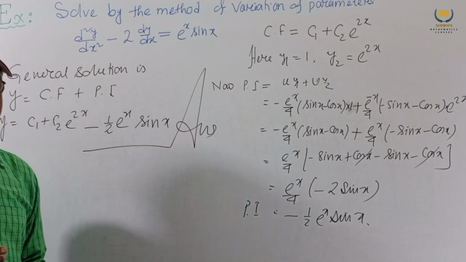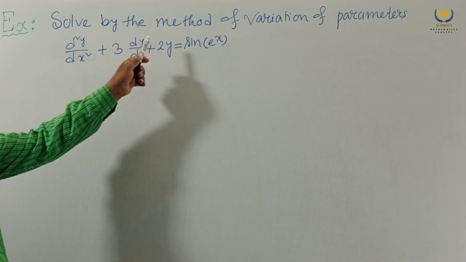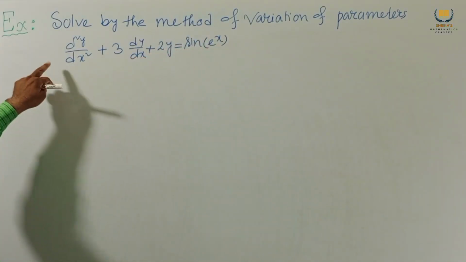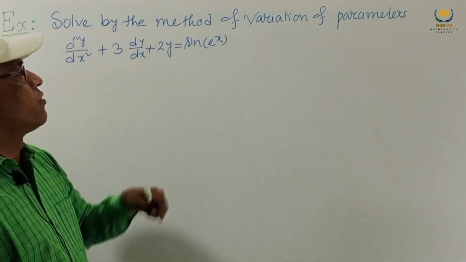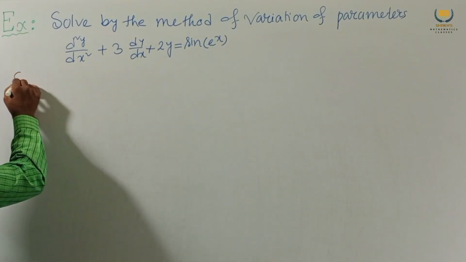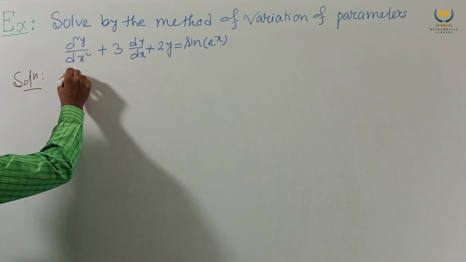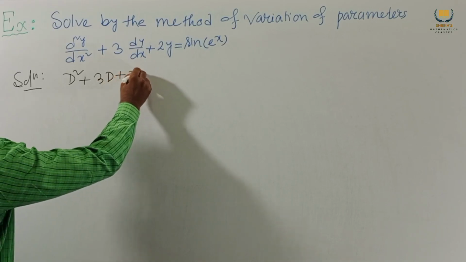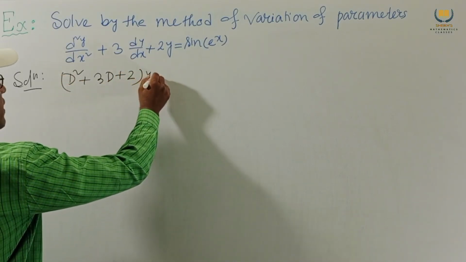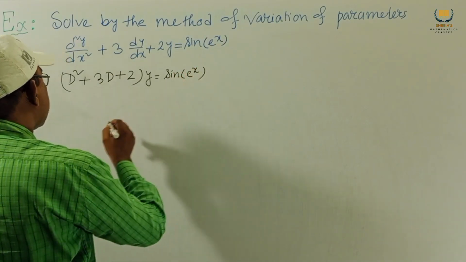Very easy solution. Here is another problem solved by the method of variation of parameters: d square y by dx square plus 3 dy by dx plus 2y equals sin e to the power x. Now we want to solve this. This can be written as (D square plus 3D plus 2) y equals sin e to the power x.